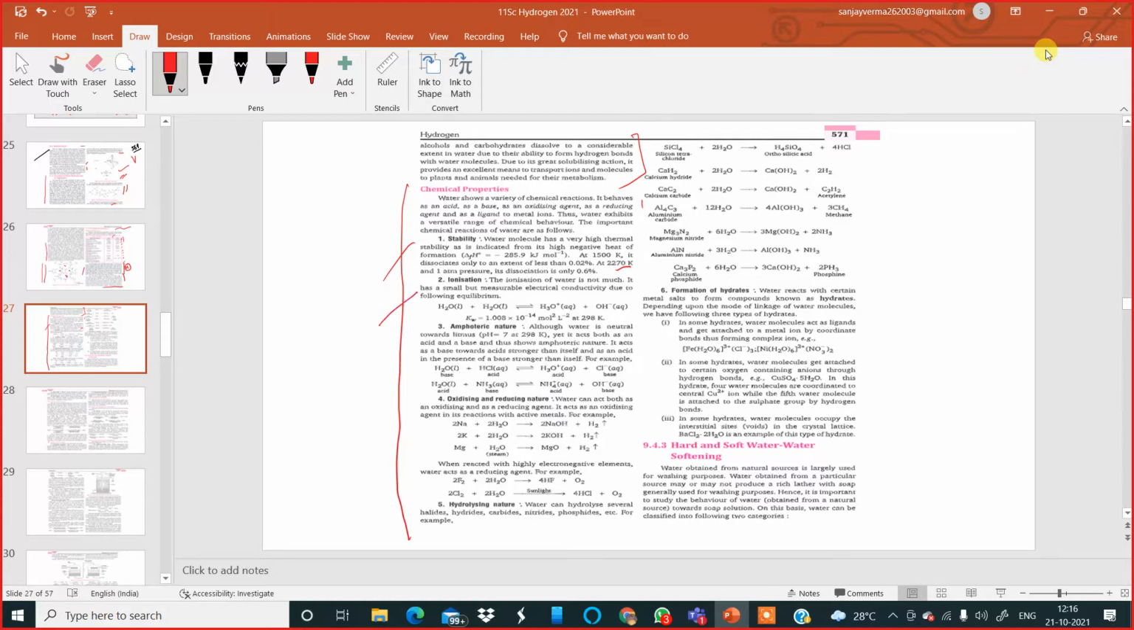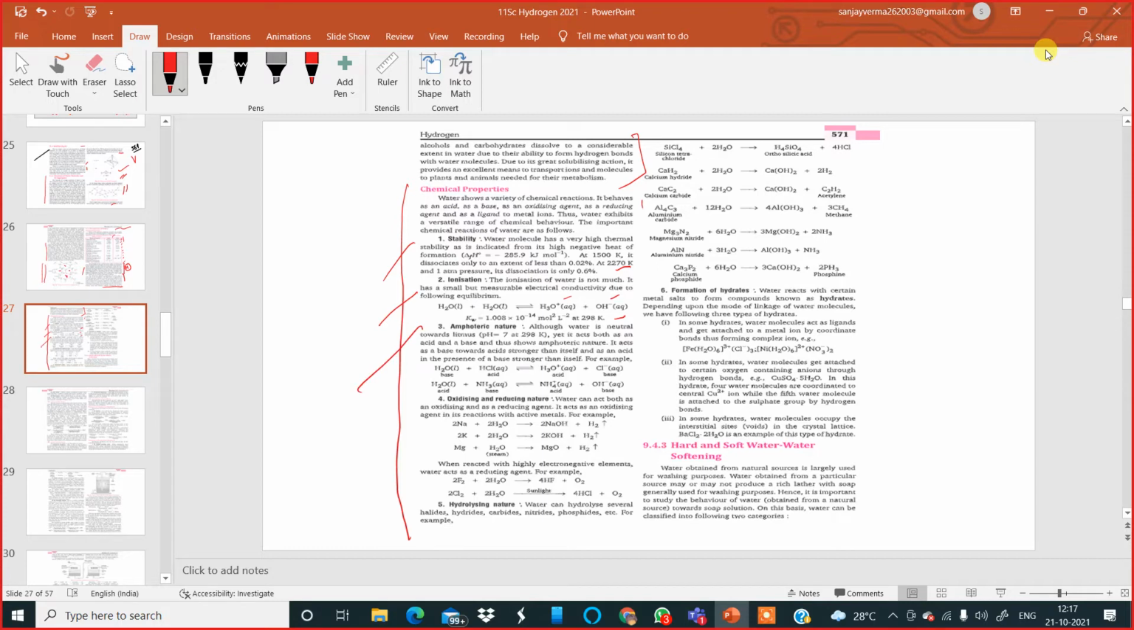Then ionization. The ionization of water is not much. It has a small but measurable electrical conductivity due to the following equilibrium. Two molecules of water at equilibrium produce hydronium and hydroxyl ions, which we have seen in the chapter on chemical equilibrium. So the ionic product, we know, is already this much at 298 Kelvin.